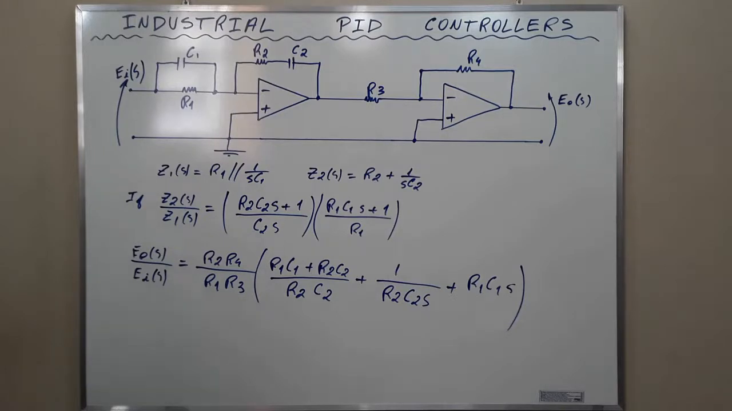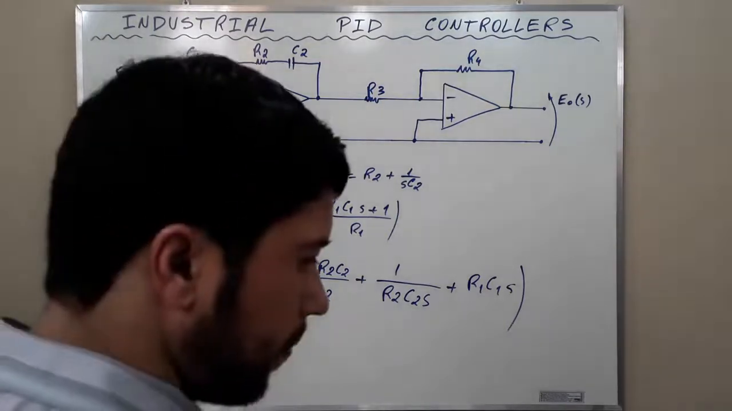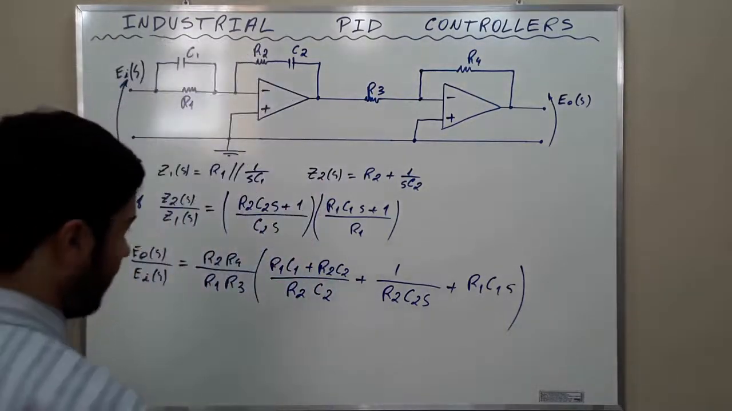Now we are going to rewrite it in accordance with what we studied before this step. We are going to rewrite it to observe the proportional gain, the integral gain, and the derivative gain in action. Let's go. We can rewrite this as follows.